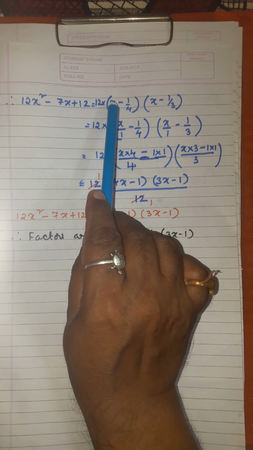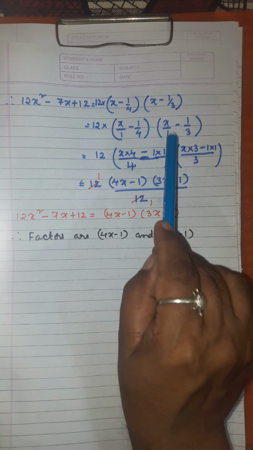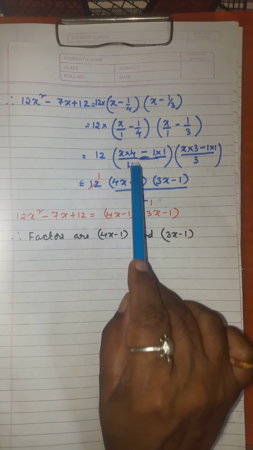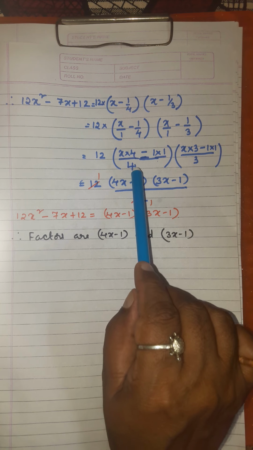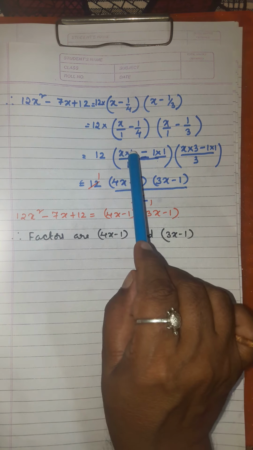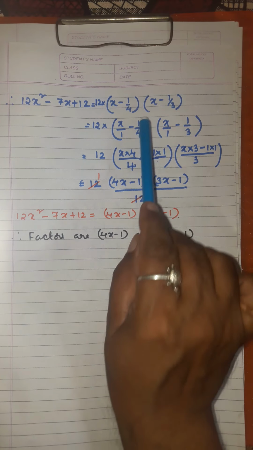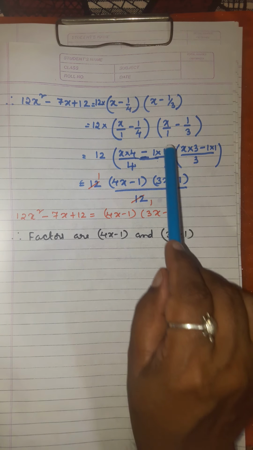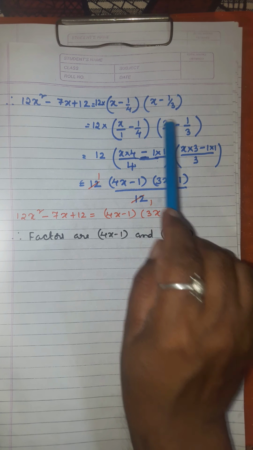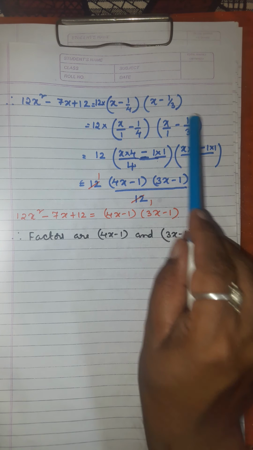So 12 into, we can write x as x over 1 minus 1 over 4, put it in the bracket, again open the bracket, x you can write x over 1 and minus 1 over 3, put it in the bracket. Now LCM of 1 and 4 is 4. Now divide 4 by 1, you will get 4 as the quotient, multiply x by 4, then you have minus here. Again divide 4 by 4, you will get 1 as the quotient, 1 into 1, put it in the bracket. Then LCM of 1 and 3 is 3, divide 3 by 1, you will get 3 as the quotient, multiply x by 3, then minus. Divide 3 by 3, you will get 1 as the quotient, multiply 1 by 1.